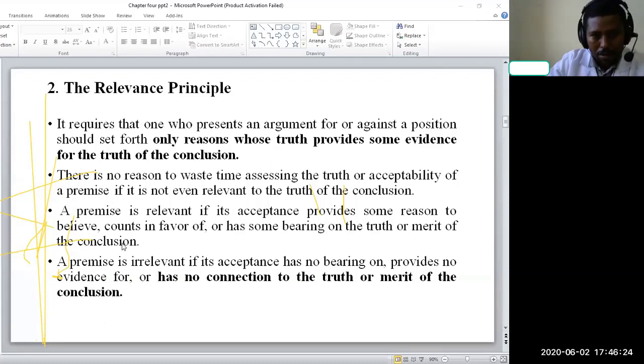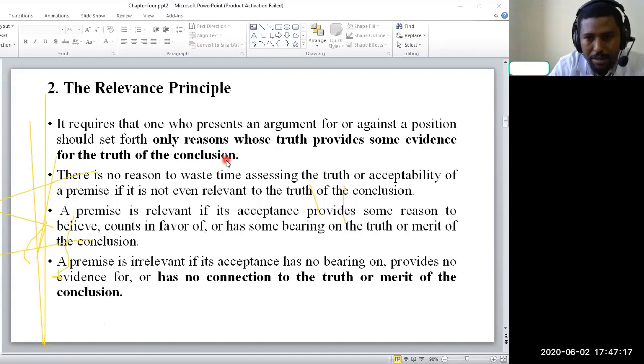And it refers to that an argument, as I have told you, may be against a position, or it may be in favor of a position. So it should set forth only reasons that provide some evidence for the truth of the conclusion. These premises that provide the conclusion must only be relevant or related, an issue that is directly connected with it.